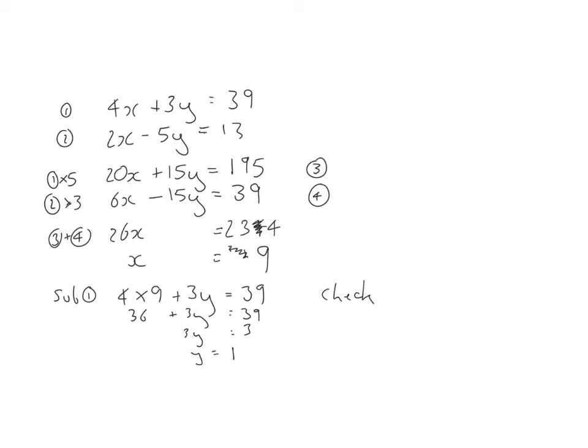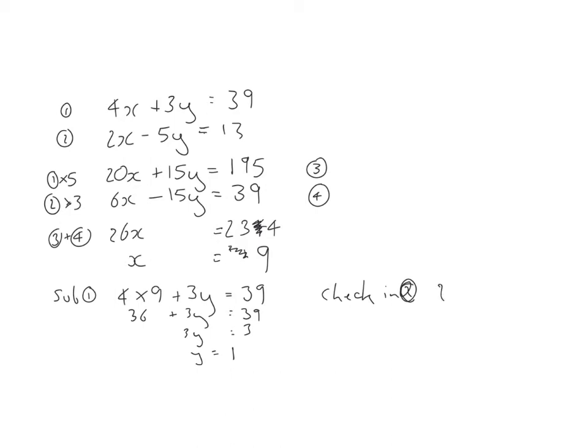Sir, for the bit where you plus 3 and 4, and it says 26x equals 23, and then 234, 234. Oh, 234. Yeah, sorry. Oh, okay. So check in equation 2, sorry.